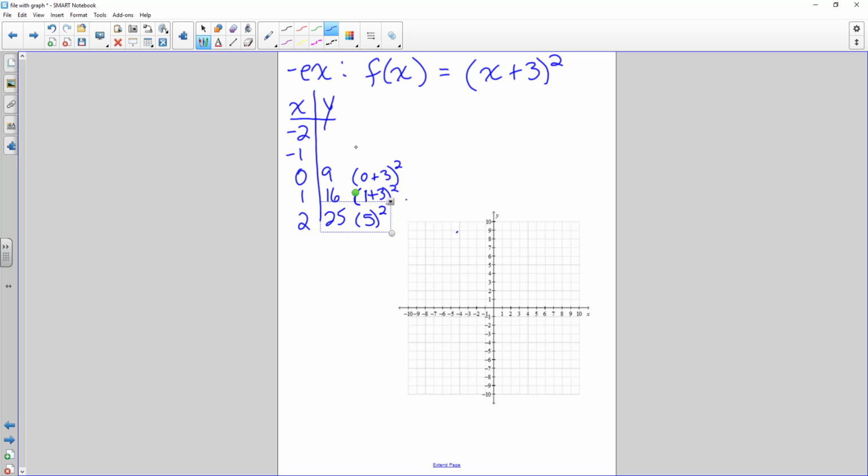Let's see what happens when I do the negatives. Negative 1 plus 3, squared: that's 2 squared, which is 4. And then negative 2 plus 3, squared, is 1 squared.